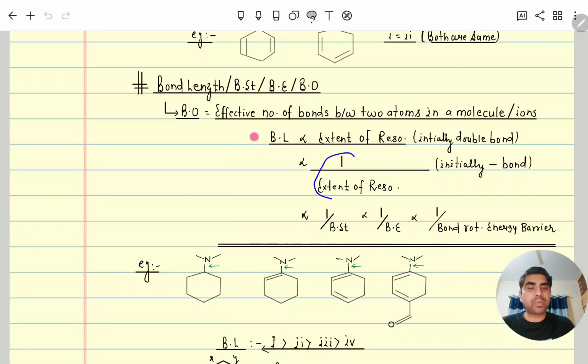Or it is inversely proportional to the extent of resonance. When it is initially a single bond, next time due to conjugation it will be a double bond, means bond length will subsequently decrease. Bond length is inversely proportional to bond strength, inversely proportional to bond energy, and inversely proportional to bond rotational energy barrier. The more the bond rotational energy barrier, means bond order is more, bond length is less.